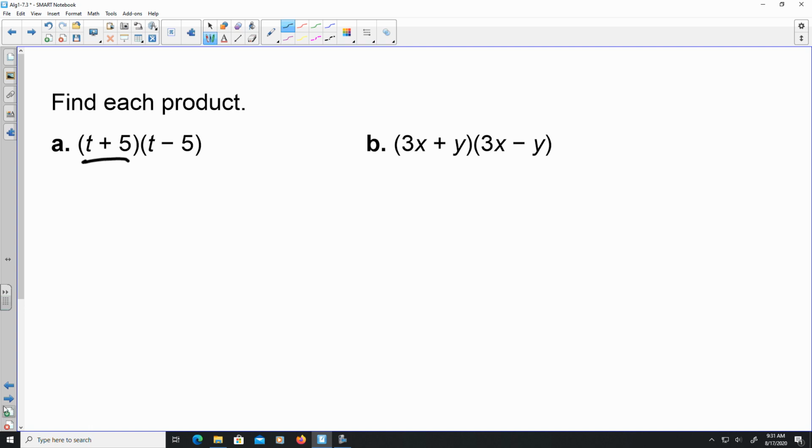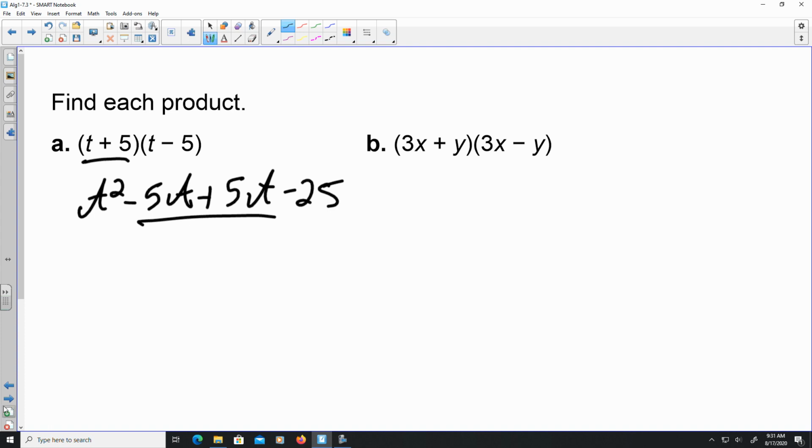This one here, you're more than welcome to FOIL it out. This one, personally, I would love using the formula. But let's FOIL it out first. So t times t is t squared. T times negative 5 is negative 5t. 5 times t is plus 5t. And 5 times negative 5 is negative 25. This is why I prefer using the formula: the middle terms cancel out because they're opposites. So I'm left with t squared minus 25.